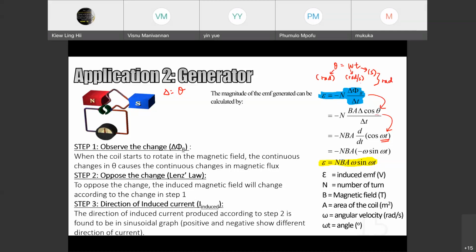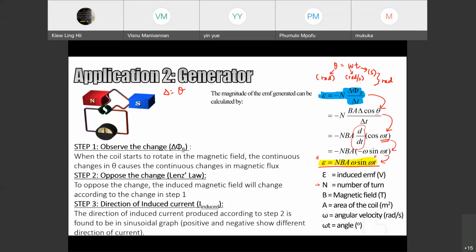So it's written as omega t. Now, differentiation of this will give you negative omega sine omega t. This is your final equation for a generator. Again, it won't be asked how to derive, but you have to know how to use this equation when it comes to generator. N stands for number of turns as usual.